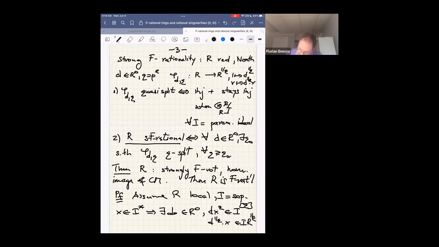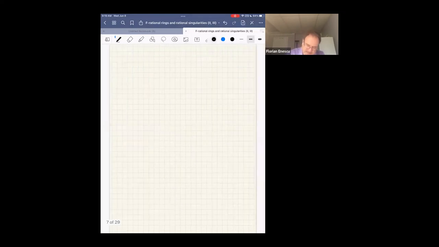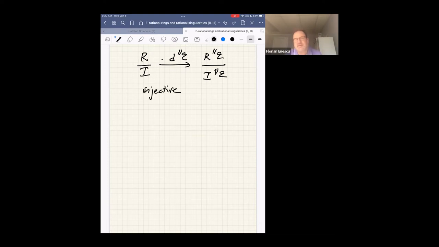Expand it to R^(1/q), okay? Well, but we know that this map is injective, because that's the definition, injective for large q. That's the definition of strong F-rationality. So that means that x has to be in I, okay? If d^(1/q) times x is in I, I'm sorry, I, yeah, it should be.